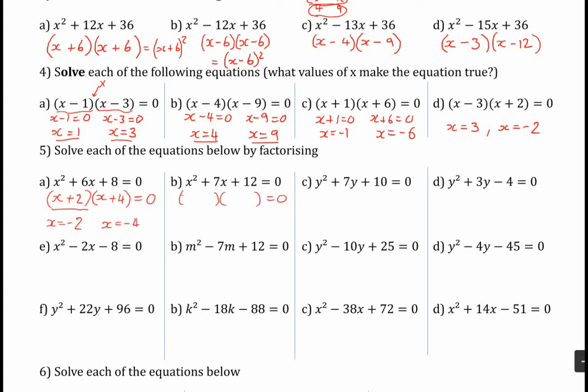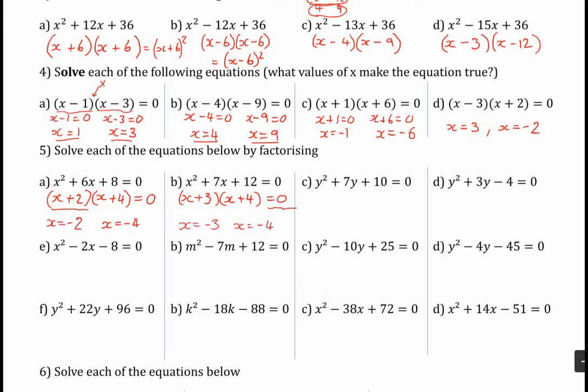Okay, I'll just do one more and then leave the rest for you to do. So here my numbers times together to make 12 and add together to make 7, so that's going to be 3 and 4. And I always write the equals 0 bit as well when I'm doing these, just to remind myself that this is an equation to be solved, not just one that we're factorising. Okay, so x must be equal to -3 and -4.